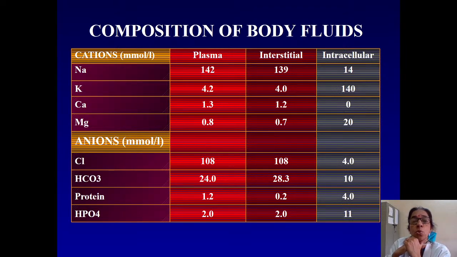Look at the sodium content in plasma and interstitium, and whereas intracellular sodium, look at the intracellular sodium. Potassium is much more in the intracellular fluid. Calcium is almost the same, and magnesium is more in the intracellular fluid. And anions, as I told you, bicarbonates and chlorides are more in the first two compartments, plasma and interstitial, whereas protein is much more in the intracellular fluid. Look at 1.2, 0.2, whereas intracellular has got 4. Phosphate ions are also much more in the intracellular fluid.